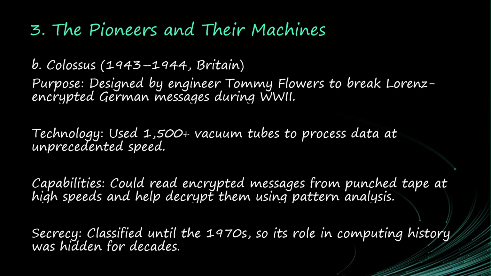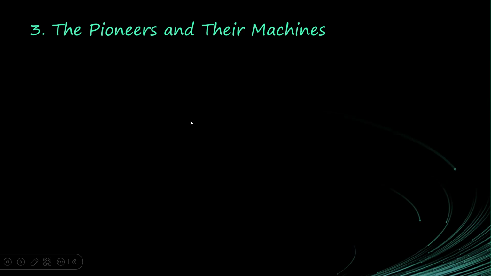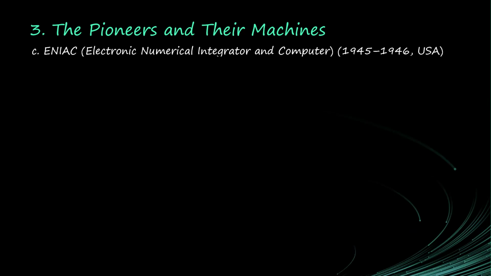So they were using it during World War II to fight. All right, so let's take a look at the third one, the ENIAC, Electronic Numerical Integrator and Computer. This one they started building in 1945 and finished in 1946. This one was in the USA.